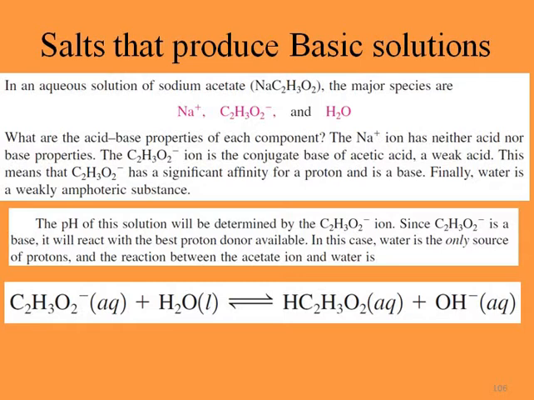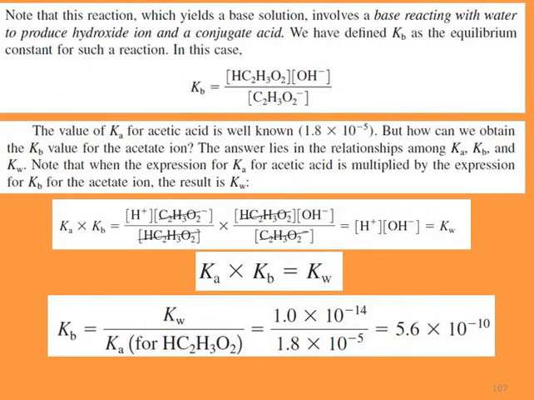Water molecule is the only source of protons, and the reaction between the acetate ion and water is like this: acetate plus water gives you acetic acid and hydroxide. Note that this reaction, which yields a basic solution, involves a base reacting with water to produce hydroxide ion and a conjugate acid. We have defined Kb as the equilibrium constant for such a reaction. So for those reactions that produce hydroxide, we define Kb.